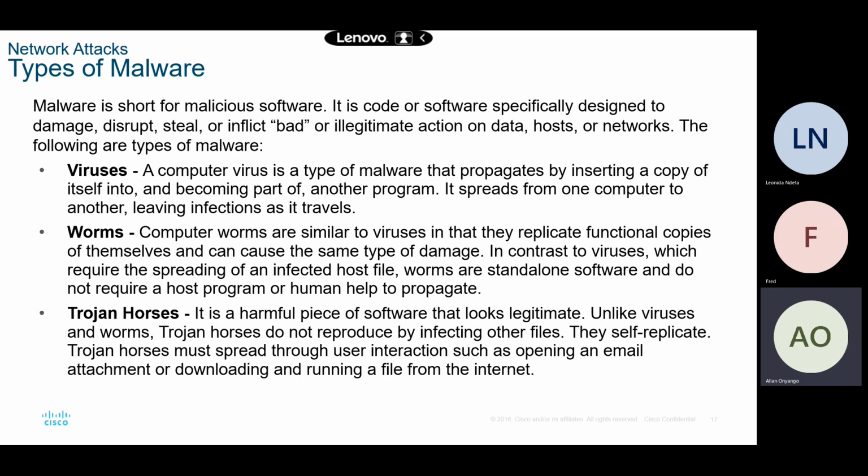And the last one is the Trojan horse. The Trojan horse is a very harmful piece of software. Normally it looks very real, it looks very legitimate. Okay, and normally they don't reproduce by infecting other files or other devices. They can be transmitted through maybe emails, attachments, or downloading a file from the internet. So it downloads together with it. So it's important for us to get to know and to note these three types of malware: viruses, worms, and Trojan horse.